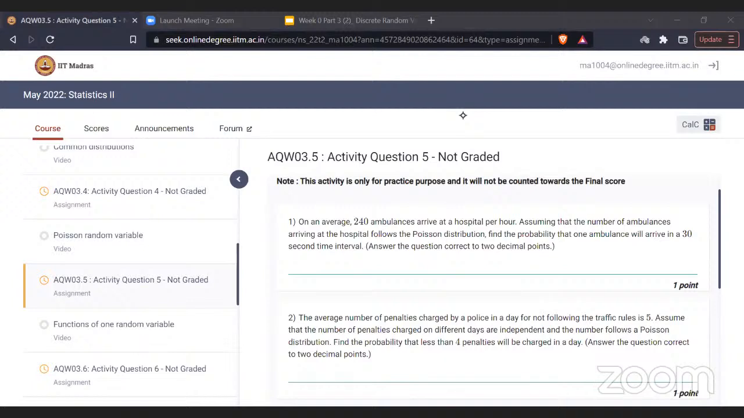Is this from the weekly tutorial or where is this from, madam? Sorry? I'm trying to figure out where this is. Activity question 5, first problem. You can see the screen, right? Yes. Try to solve the first problem.